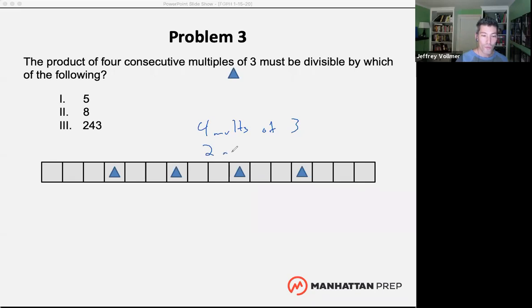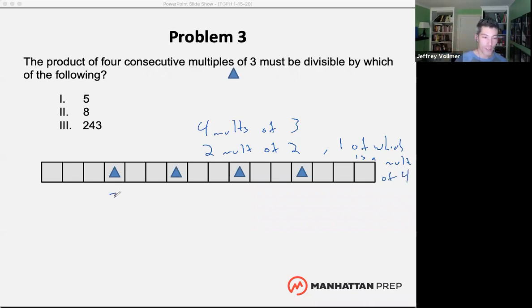2 multiples of 2, right? 2 of these are even numbers. But one of which is a multiple of 4. And it has to happen.